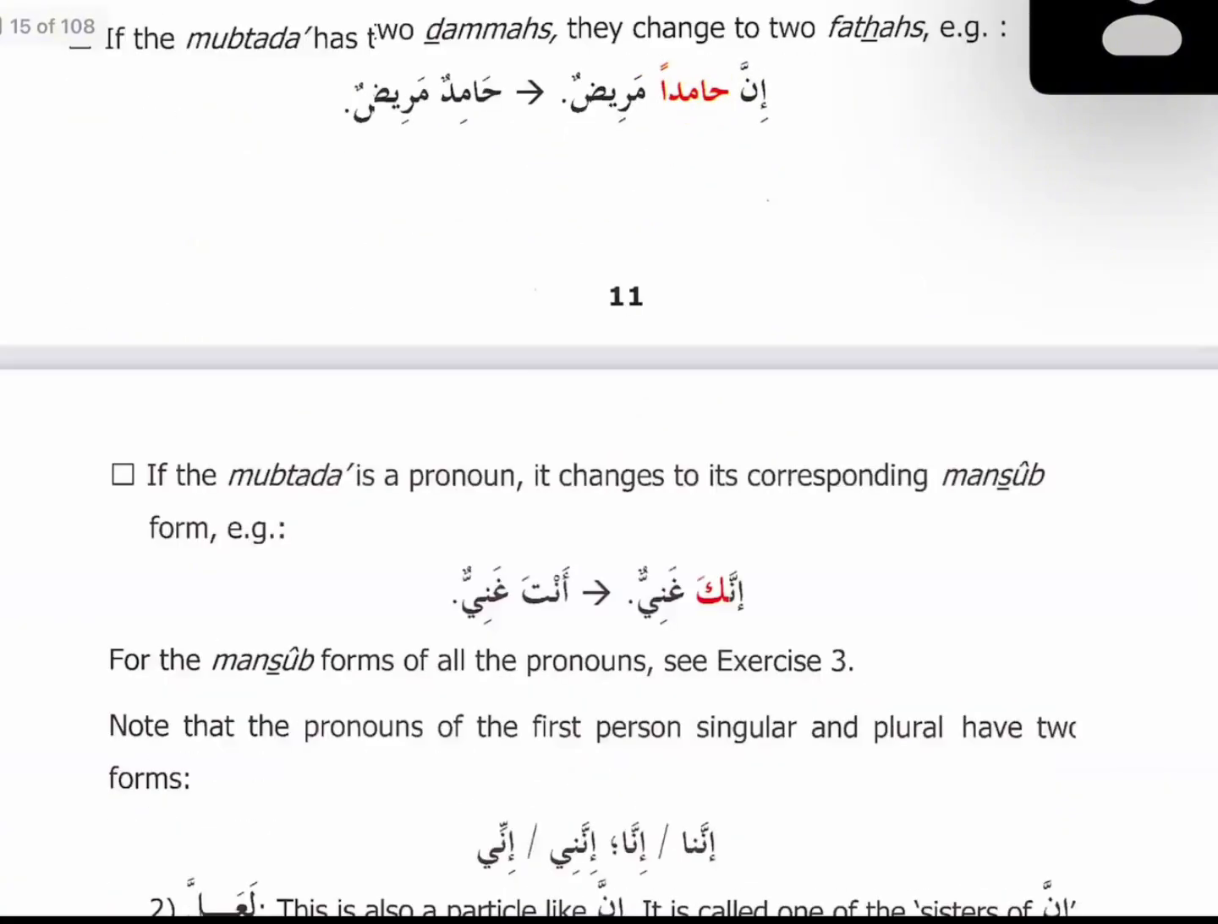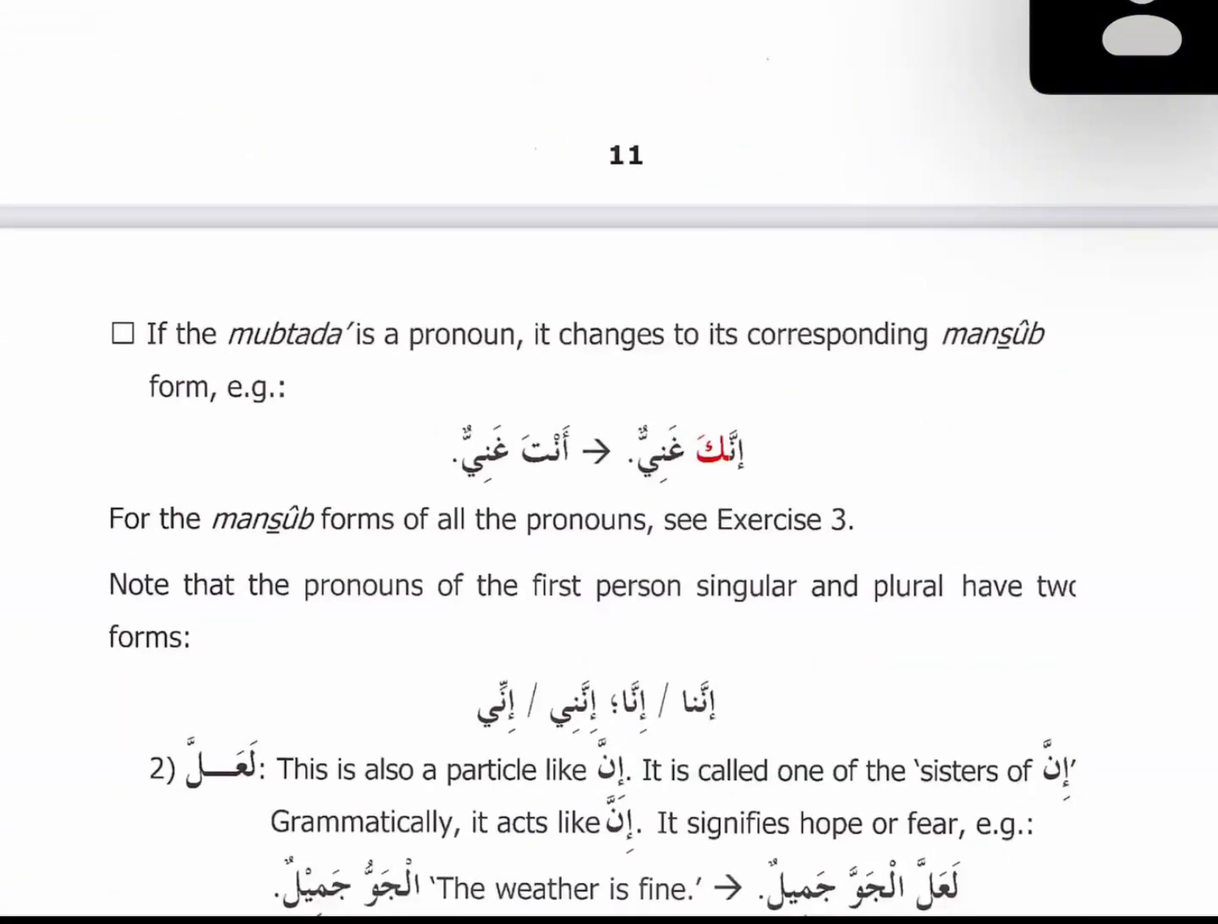If the mubtada is a pronoun, it changes to its corresponding mansoob form. Anta ghaniyun. Innaka ghaniyun. For the mansoob forms of all the pronouns, we have to go back and revise if you haven't done it already. Note that the pronouns of the first person singular and plural have two forms. Inni, innani, inna, innana.